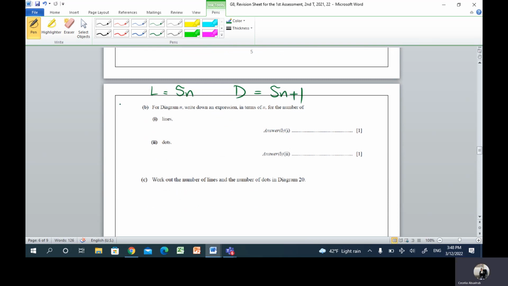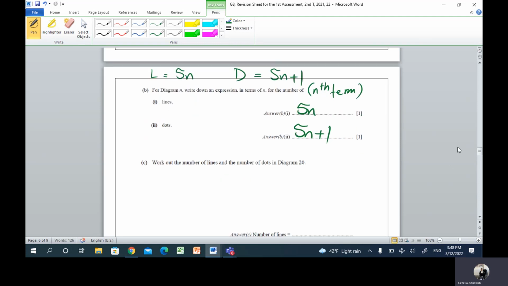Okay, for diagram n, write down an expression in terms of n for the number of lines. So in other words, it's as if they're asking you, write the nth term for lines. And the nth term for lines is 5n. The nth term for dots is 5n plus 1. So we answered this question.